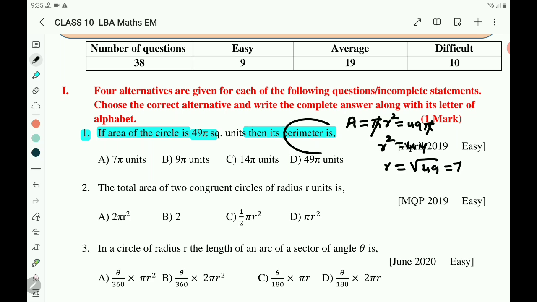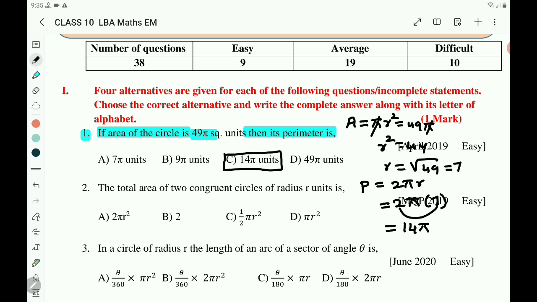Then perimeter. What is the formula to find the perimeter of the circle? Formula to find the perimeter of the circle is 2 pi r. P is equals to 2 pi r, which is equals to 2 into pi into r, r is 7. 2 7s are 14. The answer is 14 pi. So option C is the answer.